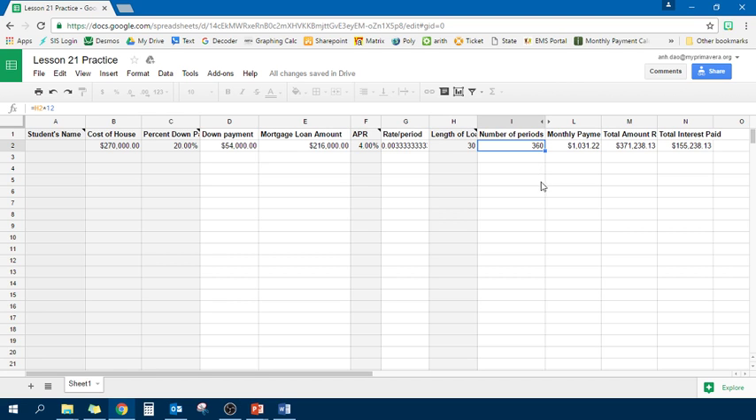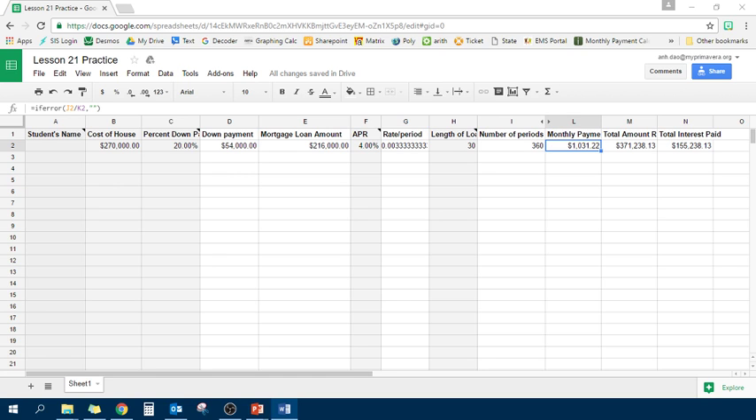Looking at all this data, you're now provided with the minimum monthly payment. That means if you buy a house that costs $270,000, you put down a 20% down payment with an APR of 4% for 30 years, you have to pay a monthly payment of $1,031.22. That's actually not bad at all.